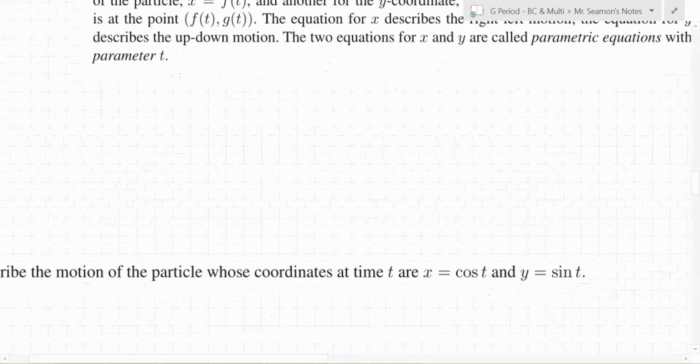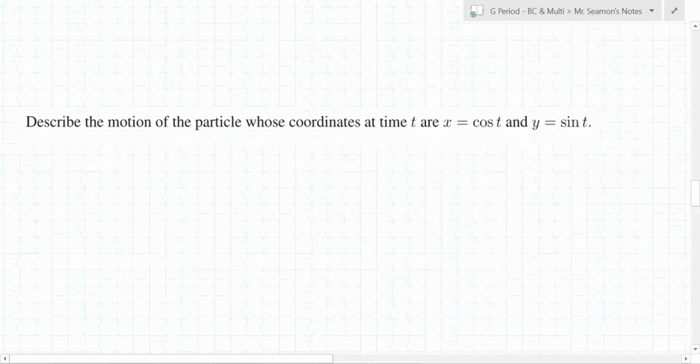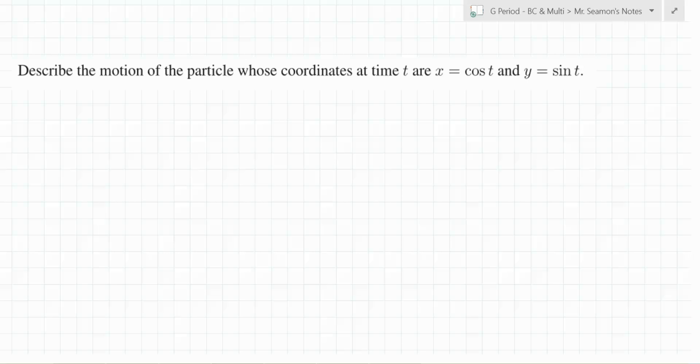Okay, so for example, let's say I asked you this, and we're just going to do this as a group right now. Describe the motion of a particle whose coordinates at time t are x equals cosine t and y equals sine t. You're going to get good enough to look at these and say, oh, I know what that looks like. But let's say you didn't. What's the best thing you can do on any graph you're trying to make? What can you always go back to making? Before you make the graph, what are you plotting? Points. And intercepts, if you can. Sure, absolutely, intercepts are great.